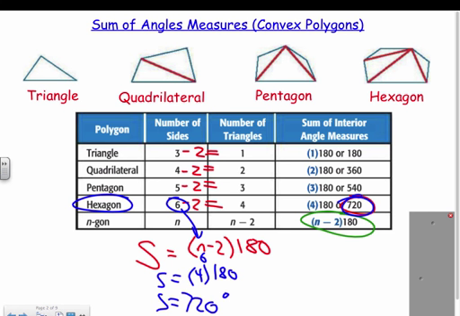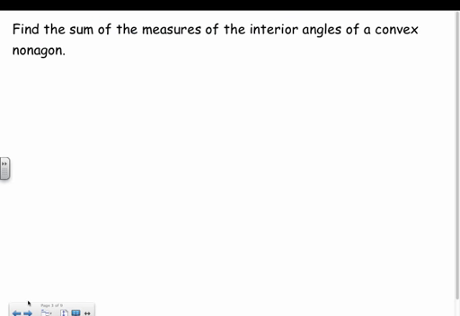So I could use that for any type of polygon. I could use it for a 24-sided polygon. I just plug in 24 for n. So I just came up with that formula there: n minus 2 times 180. So let's apply that. Find the sum of the measures of the interior angles. Sum of the interior angles, that's just my formula.